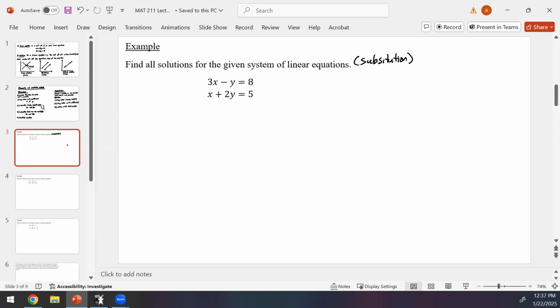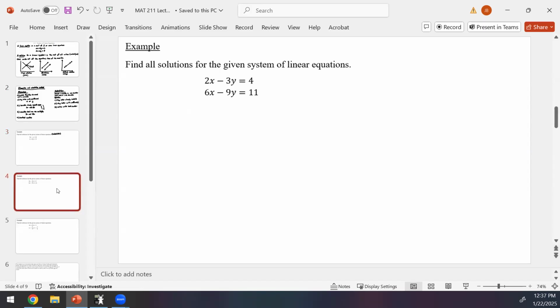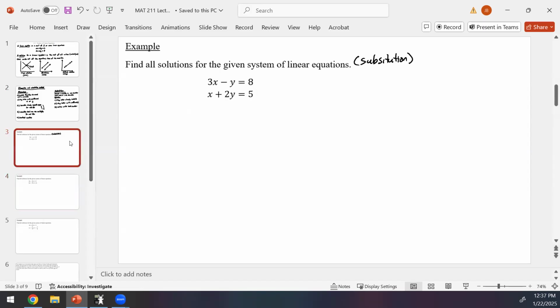And then on the next example, we can do something like elimination or something. Okay. So if we're going to do substitution, the first step is to pick a variable to isolate. Right? So pick variable to isolate.